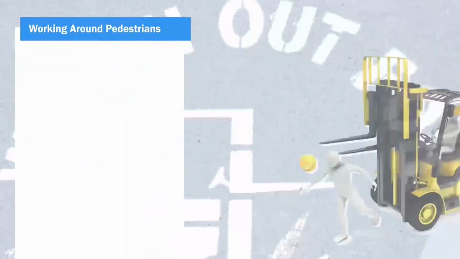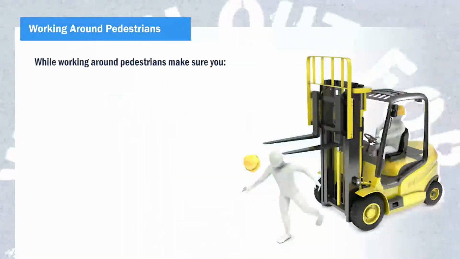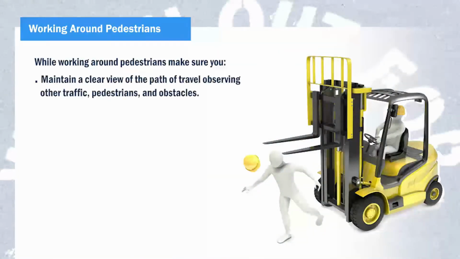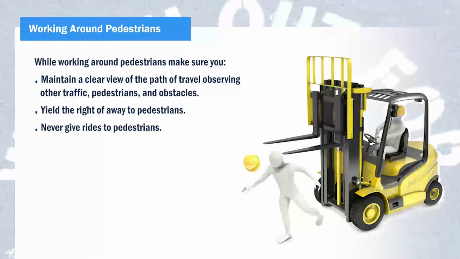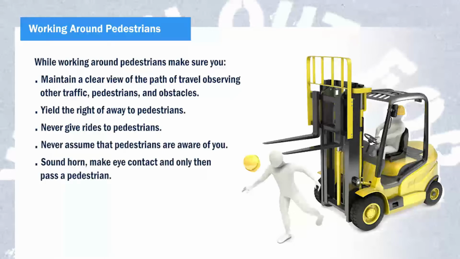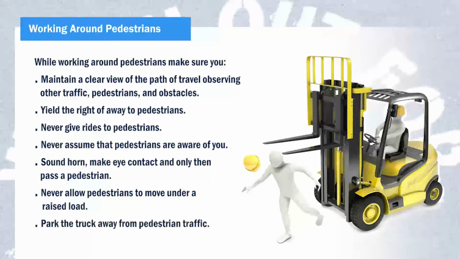Working around pedestrians. While working around pedestrians, make sure you maintain a clear view of the path of travel, observing other traffic, pedestrians, and obstacles. Yield the right of way to pedestrians. Never give rides to pedestrians. Never assume that pedestrians are aware of you. Sound horn, make eye contact, and only then pass a pedestrian. Never allow pedestrians to move under a raised load. Park the truck away from pedestrian traffic.